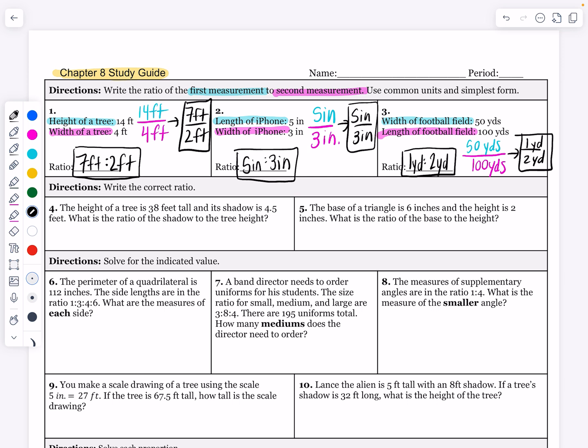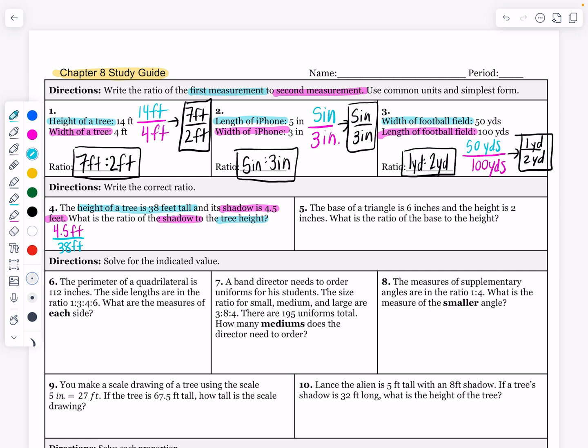All right, now we want to write the correct ratio. We're going to have to pay attention to how they word it this time. We have the height of a tree. The height of a tree is 38 feet tall. The shadow is 4.5 feet. So write a ratio from the shadow to the tree height. Okay, so we want to go shadow to tree height. We want to go pink to blue. So what is our pink amount? Our pink amount is 4.5 feet. That shadow, since we're starting with that, is 4.5. So it's going to be 4.5 feet over the height of the tree, which is 38 feet tall.